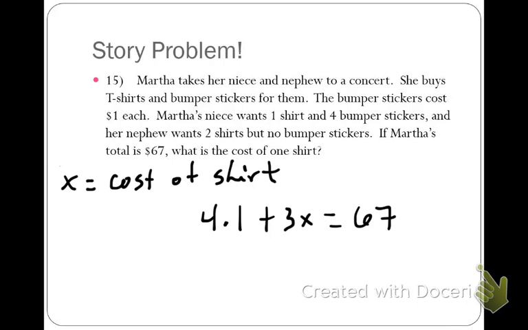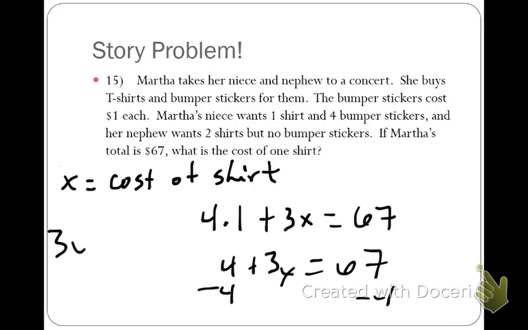And we go to simplify. 4 times 1 is 4. Right? Subtract 4. We get 3x equals 63. Divide by 3, divide by 3.